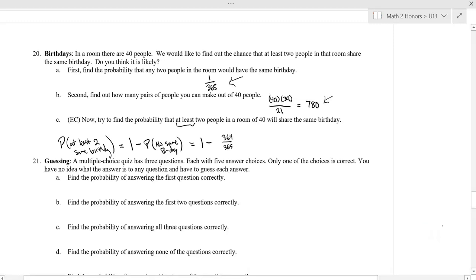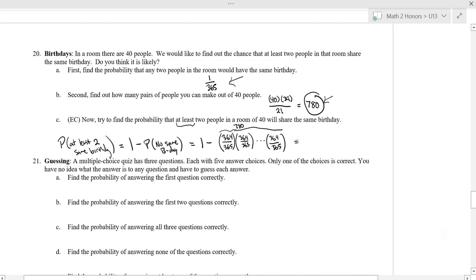Alright, so for the first pair, we got a 364 out of 365 chance that they don't have the same birthday. And then we look at the next pairing of two people. Pick another combination of two people. And again, there's a 364 out of 365 chance that they don't have the same birthday. And there are 780 pairs that we need to do this for. So there's going to be 364 over 365, with 780 of these products.